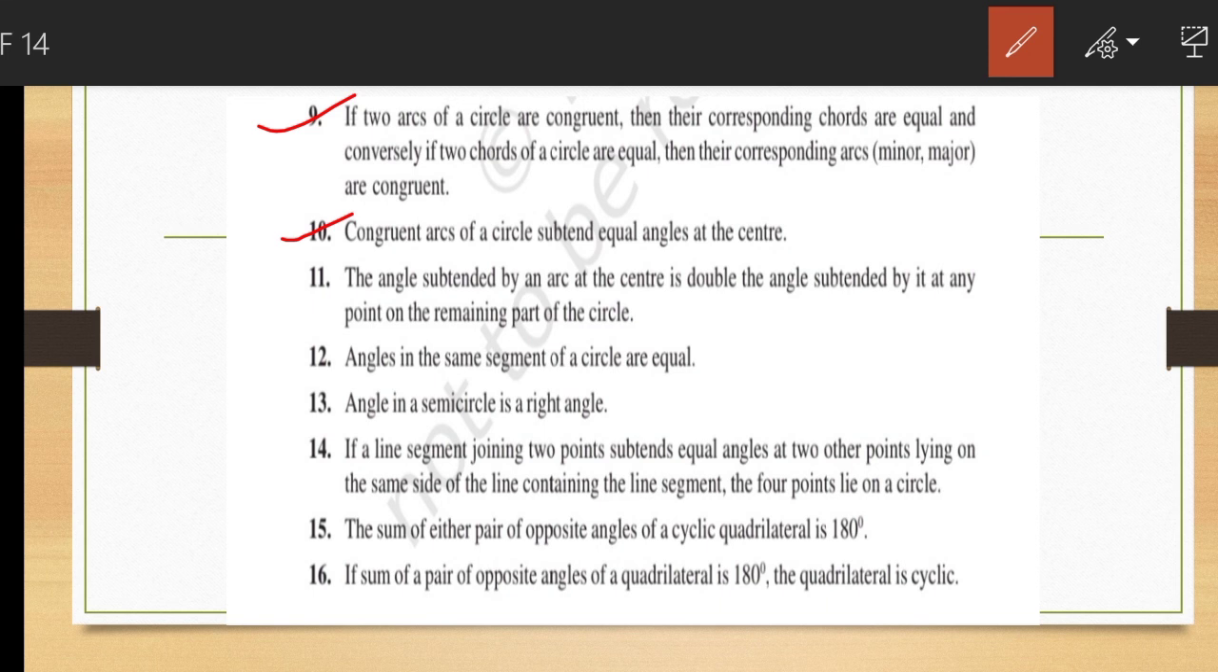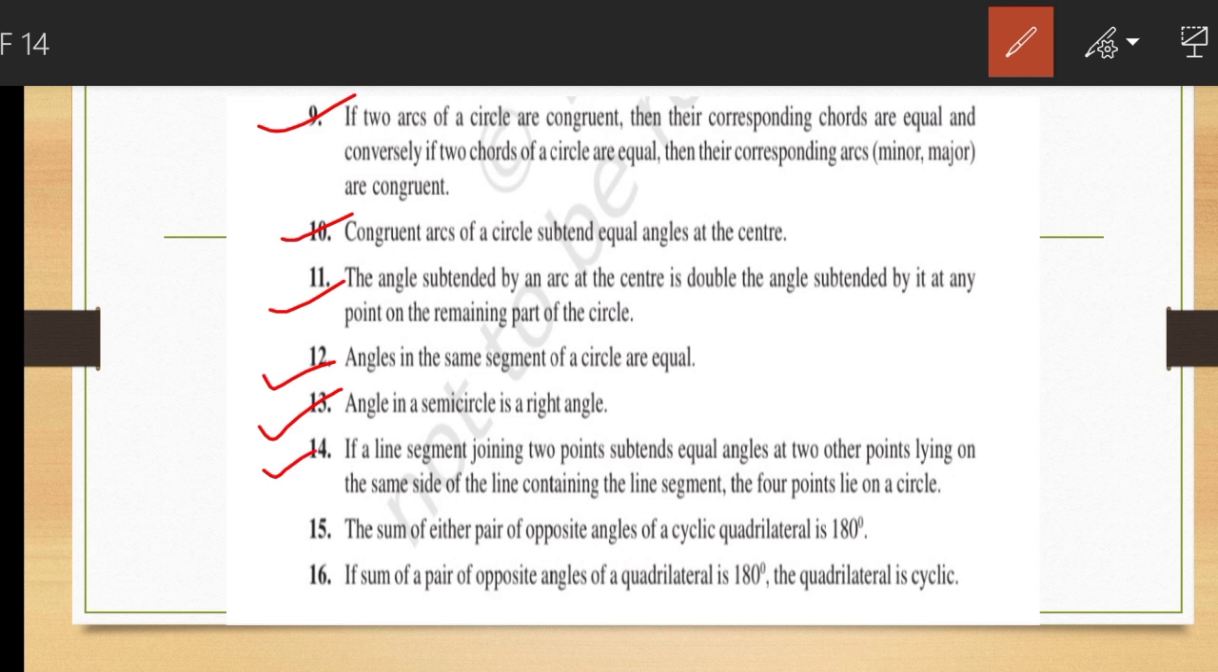The angle subtended by an arc at the center is double the angle subtended by that arc at any point on the remaining part of the circle. Angles in the same segment of a circle are equal. The angle in a semicircle is a right angle.